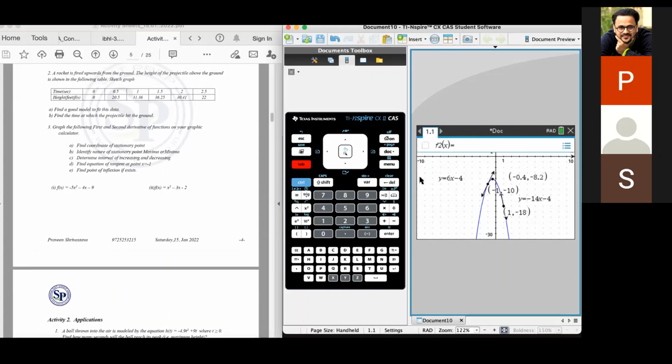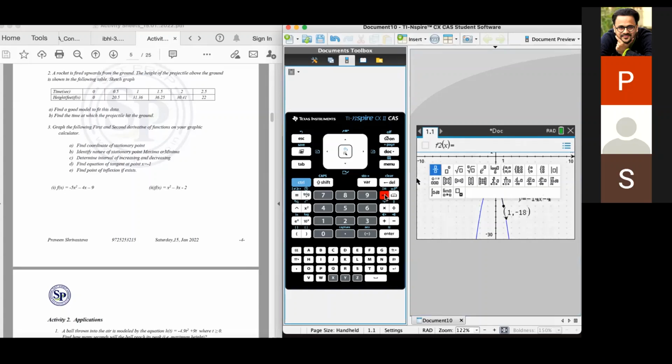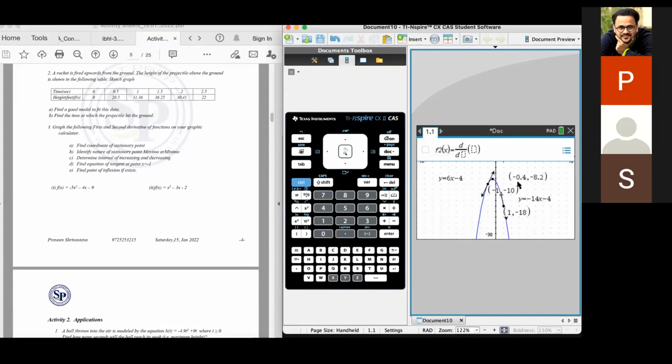We can also draw the graph of the derivative function here. So this, and then click, you will find here x. So this would be the derivative graph. As the graph is quadratic, the derivative graph would be linear here.